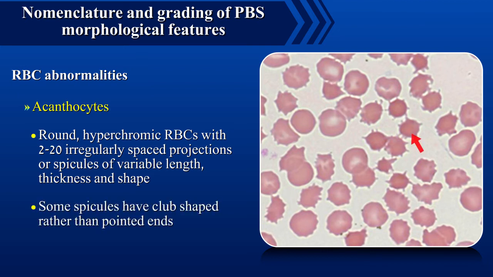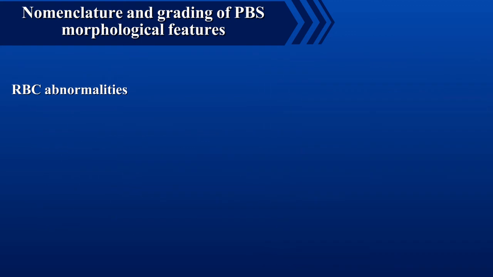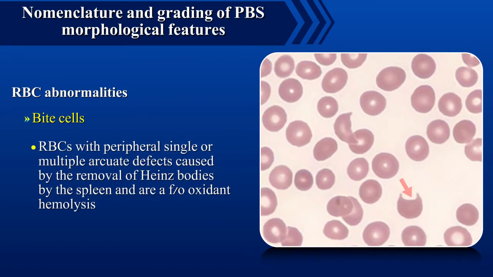Some spicules have club shape rather than pointed ends. Bite cells are red blood cells with peripheral single or multiple arcuate defects caused by removal of Heinz bodies by the spleen and are a feature of oxidant hemolysis.